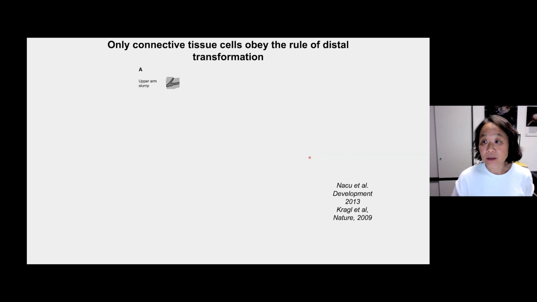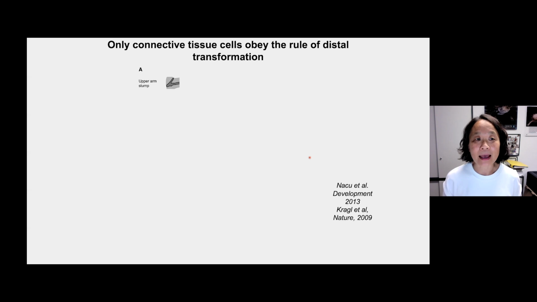Now, the question was whether all cells in the limb have this information or whether there are certain key cell types that have this memory and organize the regeneration process. So to figure out which cells in the limb have this positional identity, we made transgenic animals that labeled different tissue types in the limb and then used another type of grafting experiment to ask whether cells have this positional identity or not.